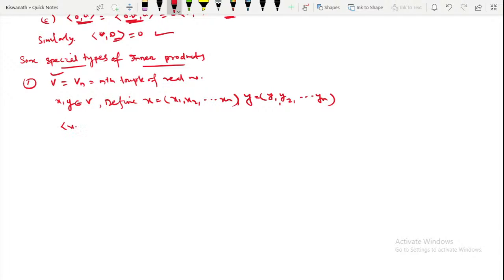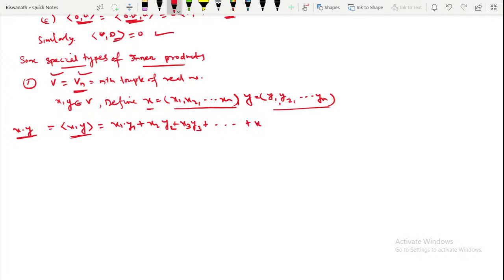Then what will be the inner product of x, y if x, y are from V_n? So this inner product is what you know previously, the dot product of x and y. If your x vector is x1, x2, up to xn, and your y vector is y1, y2, up to yn, then the inner product of x, y is nothing but the dot product of x and y. This is the component-wise product: x1 times y1 plus x2 times y2 plus x3 times y3, like this up to xn times yn.